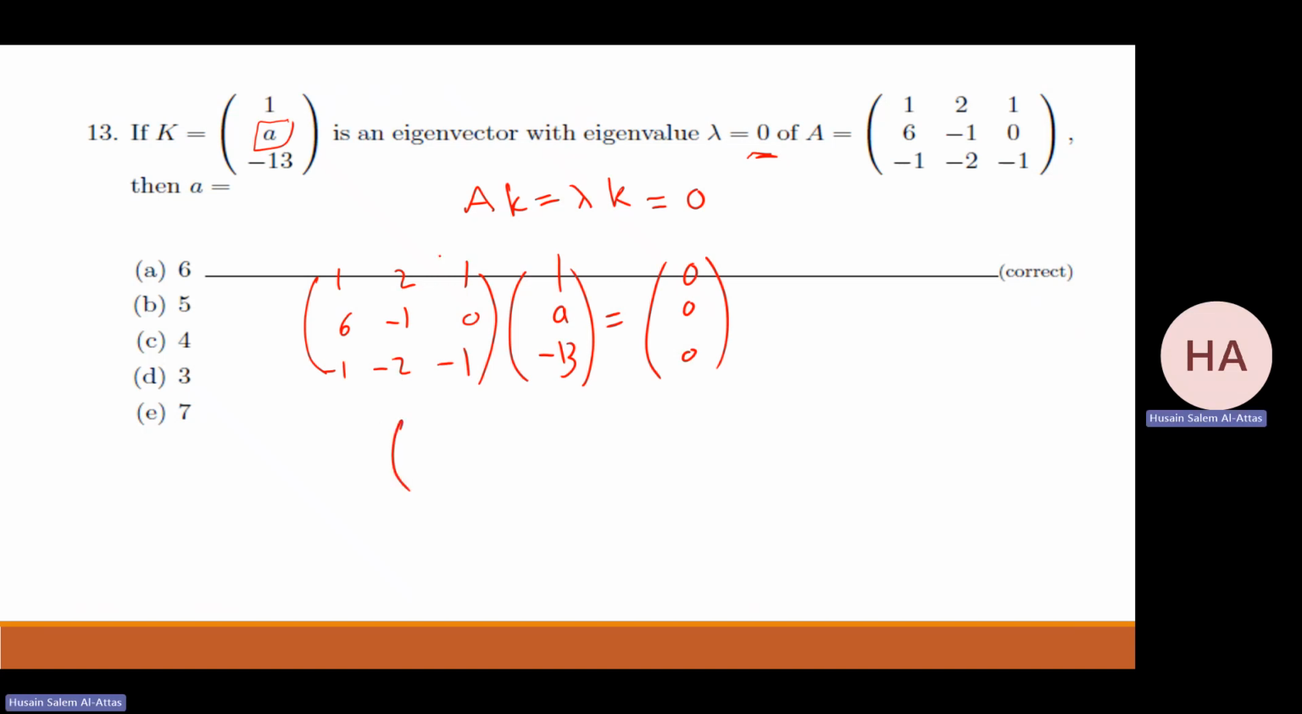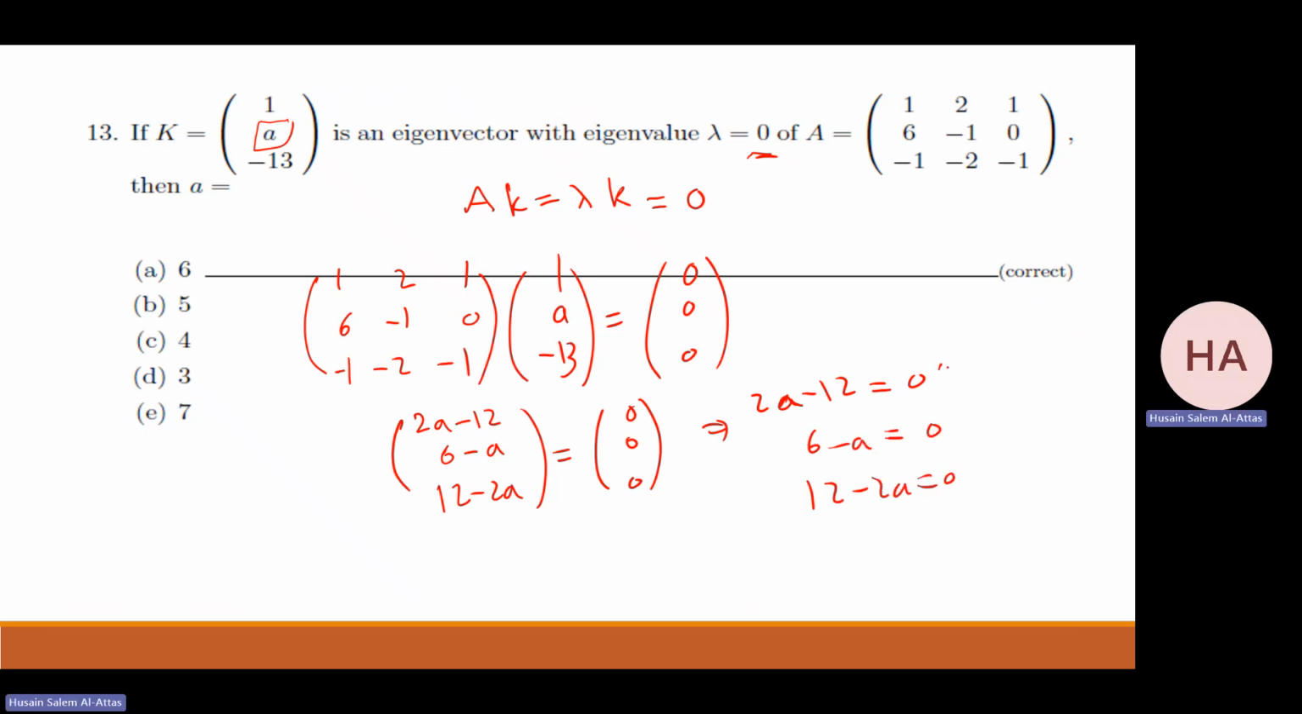To multiply the first row, I have what? 2A minus 12. The second one, I have 6 minus A. The third one, I have 1 plus, this is minus 1. Be careful. So I have 13 minus 1 minus 12 minus 2A. And that will be equal to 0, 0, 0. So I have 2A minus 12 equals 0, 6 minus A equals 0, 12 minus 2A equals 0. All of them give me A equals 6. And this is the answer.